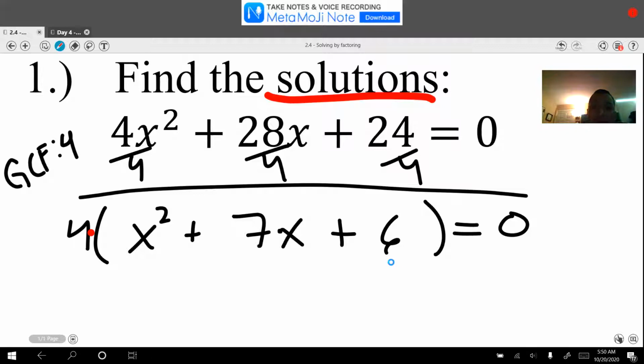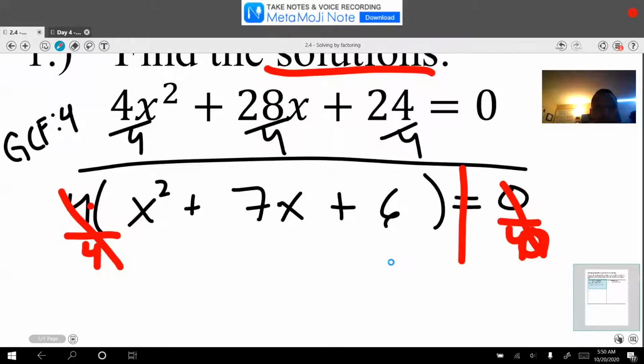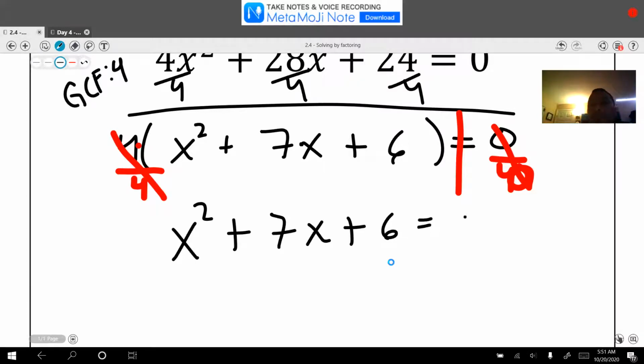Well, I have an equation. What if I get rid of it? I can get rid of it by dividing by 4 on both sides. Well, 4 divided by 4 equals 1, and 0 divided by 4 equals 0. So the 4 is gone. Now, all I have left is this equation. And it's completely correct because you have an equation now. Before, we just had an expression without the equal sign, so that was not possible.